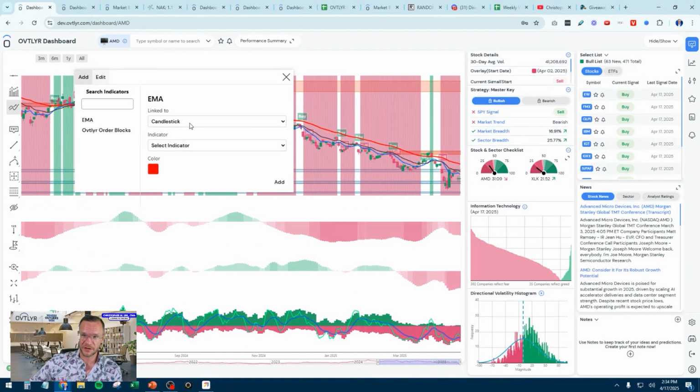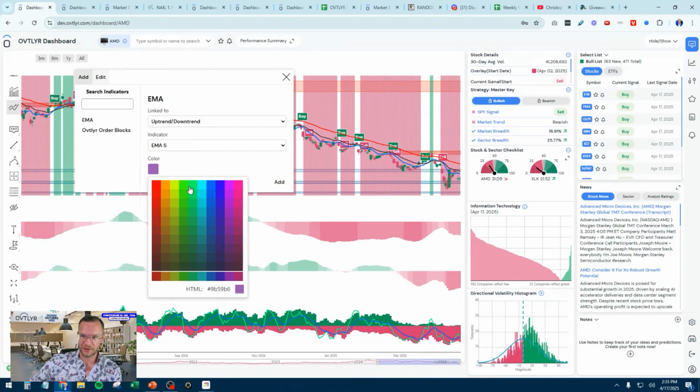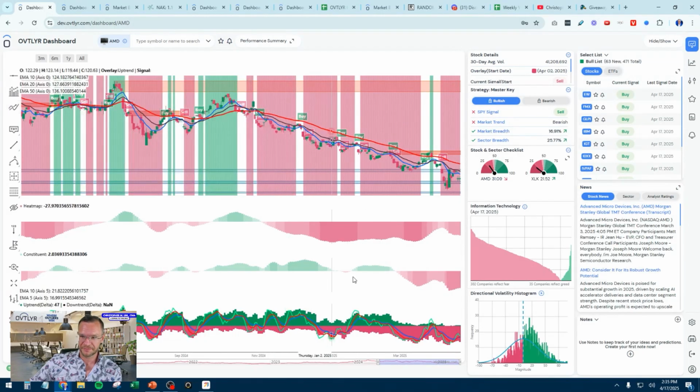Candlestick is this chart up here. Uptrend, downtrend is down here. And let's say we go with the EMA 5. I already got the 10 on there. We already got green, we already got blue. Let's put it in red. I don't know how well the red's going to show up on that red background, but let's just see. Look at that. So we have more indicators on here.